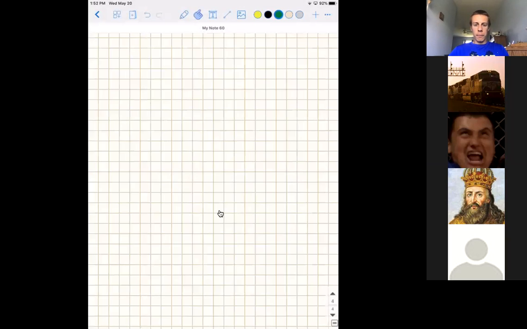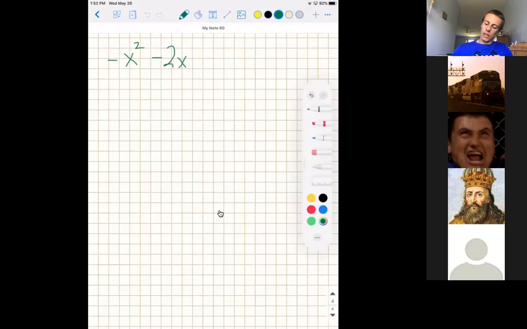In this one, we'll say negative x squared, no, let's scratch that actually. We're going to say minus 10x plus 16. Let's just go bigger. Actually, yeah, we'll go with that.